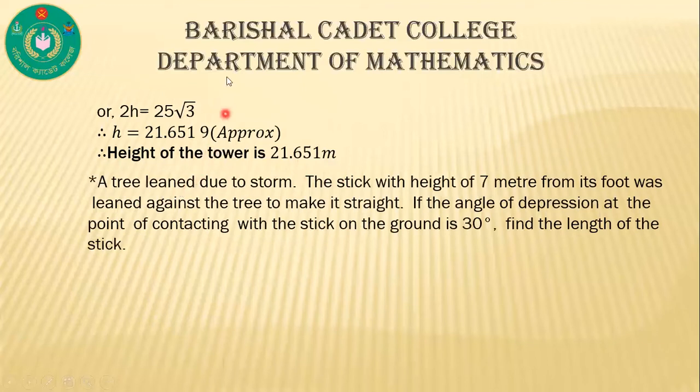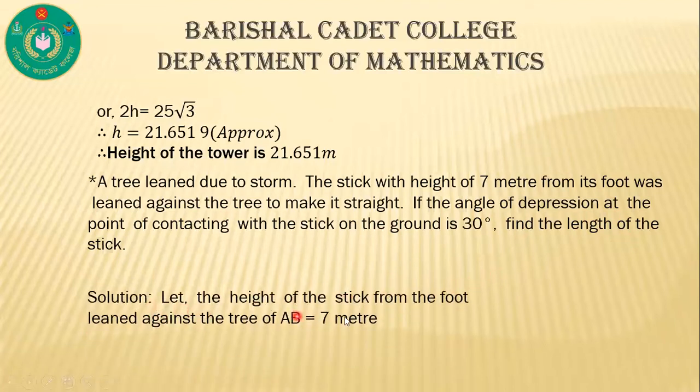Now, another question. A tree is leaned due to a storm. The stick with a height of 7 meter from its foot was put against the tree to make it straight. If the angle of depression at the point of contacting with the stick on the ground is 30 degree, find the length of that stick.